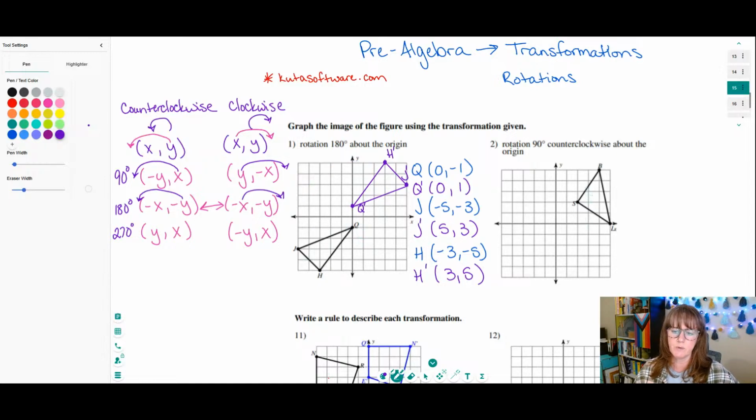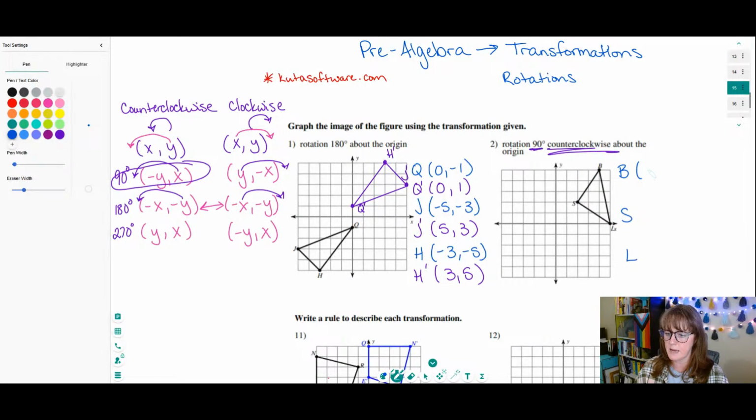Okay, let's do another rotation. This one is 90 degrees counterclockwise about the origin. So we're going to be using this rule right here, (x, y) goes to (-y, x). All that means is that we're going to be switching the x and the y in their coordinates. And then whatever was in the y position, we're switching that sign as well when we switch it to that x spot. So let's, again, first just list out our original coordinates, B, S, and L.